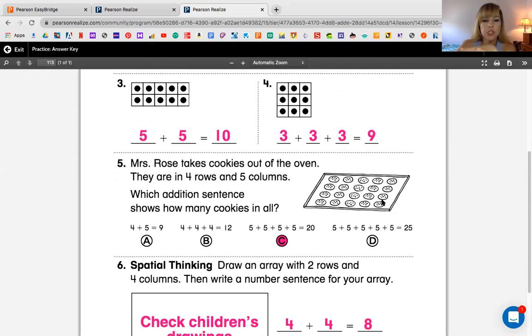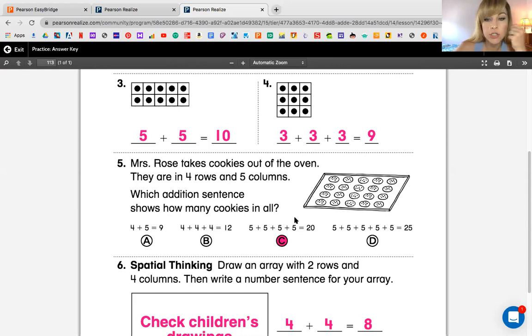Which addition sentence shows how many cookies there are in all? Okay, so I know that I can add 5 cookies plus 5 cookies plus 5 cookies plus 5 cookies. So I added the number 5, 1, 2, 3, 4 times, okay? Which actually is right here.